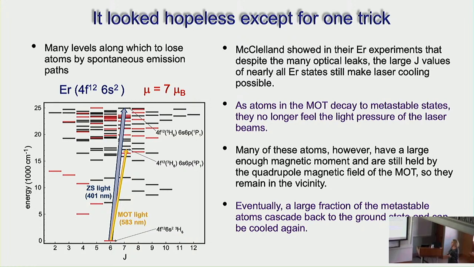But apparently, there are some ways to cool this kind of atoms, and we know examples like erbium, dysprosium, holmium, thulium that are perfectly cooled, and they reach even nano-Kelvin temperatures. So what happened? How could this happen?